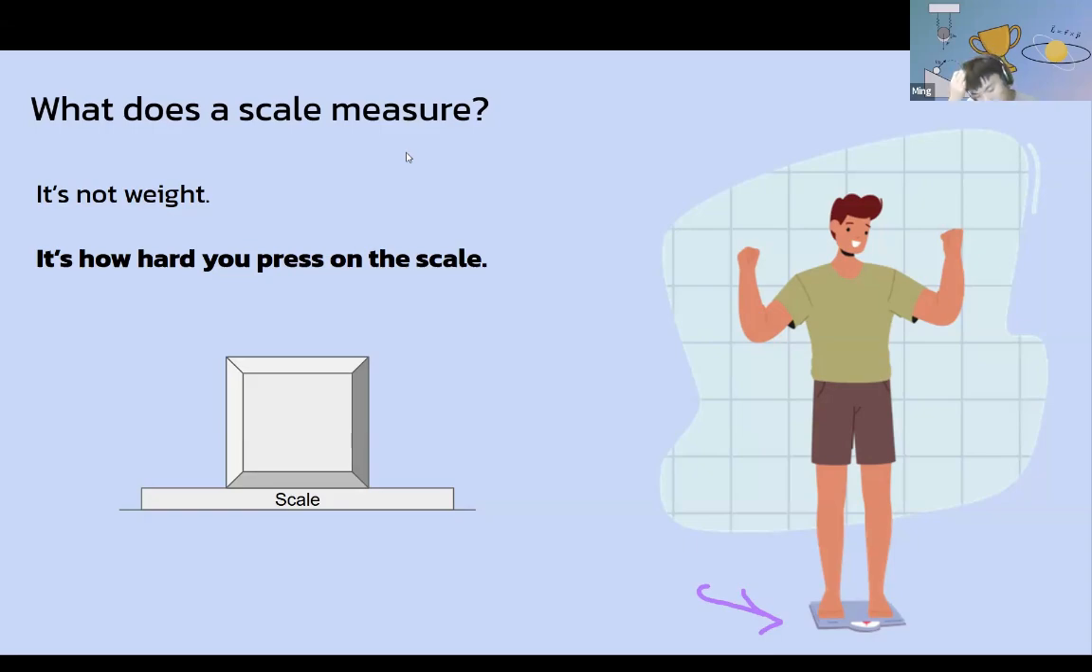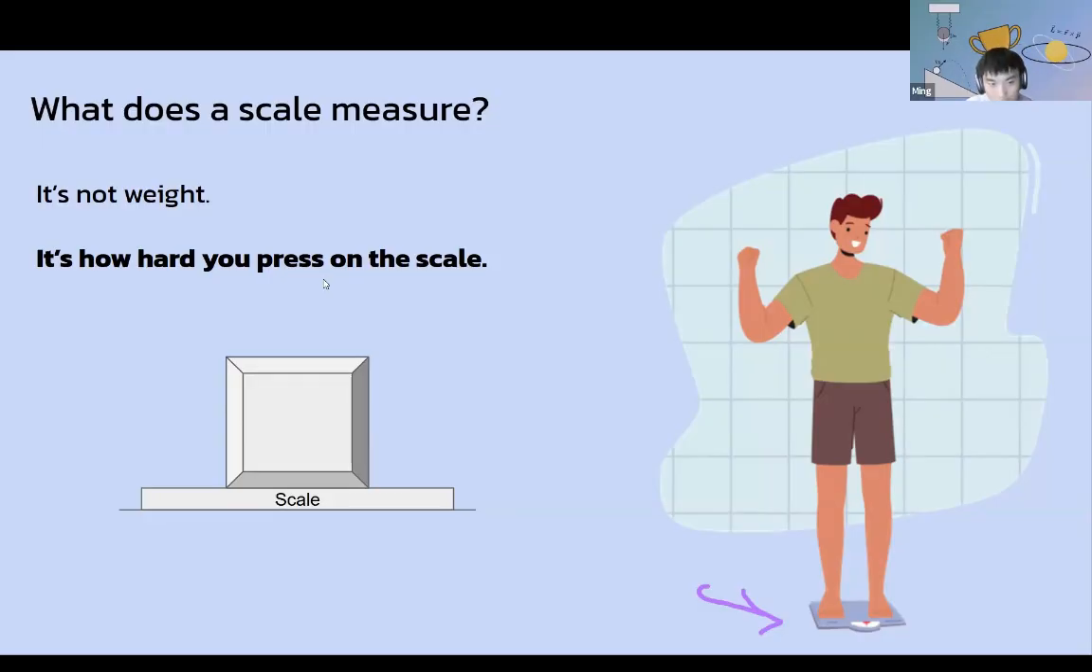If we have this block here and it's on the scale, it will measure its weight if there's nothing special going on. But think about when you're at the airport and you're trying to weigh your luggage if you're trying to check it. What happens if you push down on your luggage? The weight on the scale goes up, right? So it's not just about how heavy your luggage is, it's about how hard everything is pushing down on the scale. And you'll see that this actually matters.